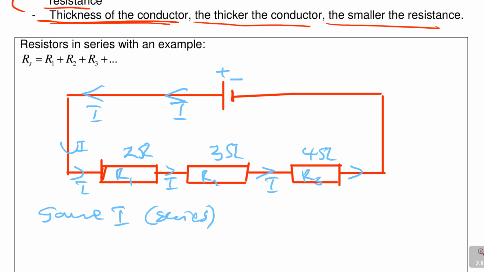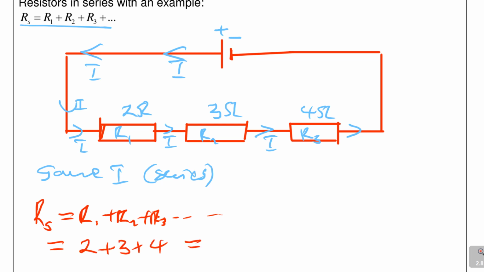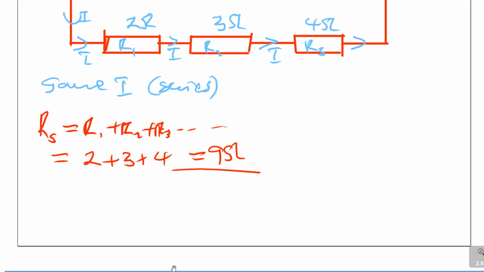Then what is the total resistance? We use the formula for series resistors. It mustn't be difficult. For series, Rs, you remember it's R1 plus R2 plus R3, you add them, dot dot dot. So what we have there is 2 plus 3 plus 4. And what is 2 plus 3 plus 4? 2 plus 3 is 5, which gives 9 ohms. Are you getting that? These are resistors in series.